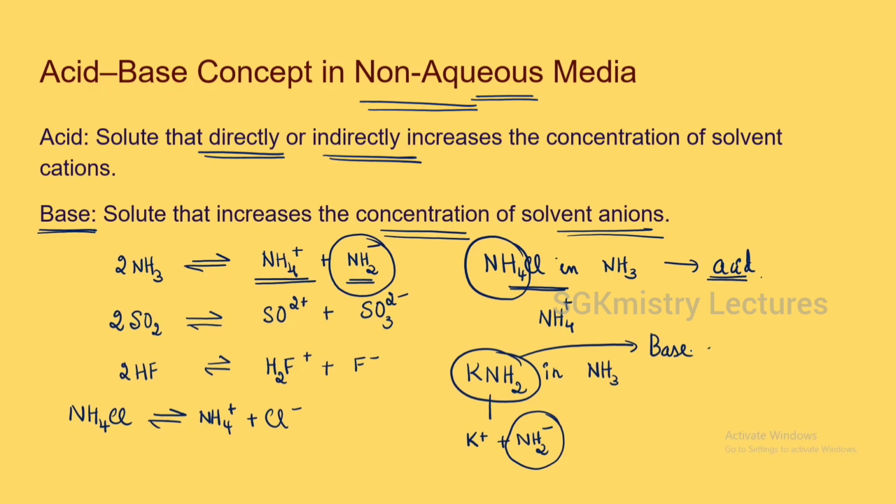I hope it is clear how we are going to decide about the behavior of the various solutes based on the concentration of the solvent ions. So whether it increases the concentration of the positive ions or the negative ions, we decide the nature of the particular solutes.